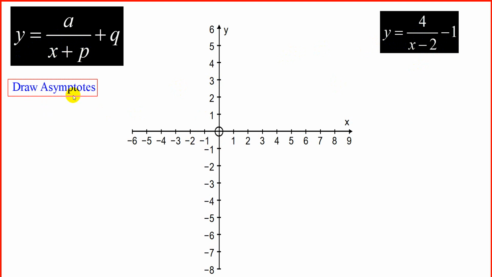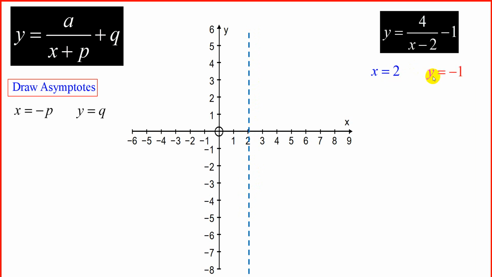Firstly, we're going to draw the asymptotes. In the general form, the asymptote x equals minus p is our vertical asymptote, and y equals q is our horizontal asymptote. Implementing this in our example, the vertical asymptote, change of sign, is x equals 2. We're going to draw the line x equals 2. You see that we have a vertical line passing through the x-axis at 2. That is our vertical asymptote.